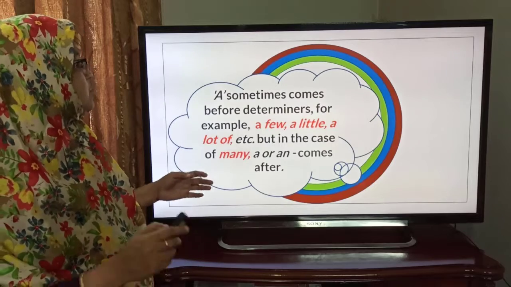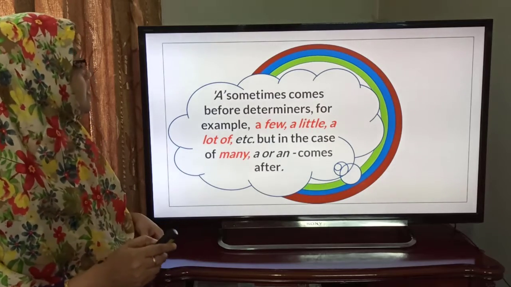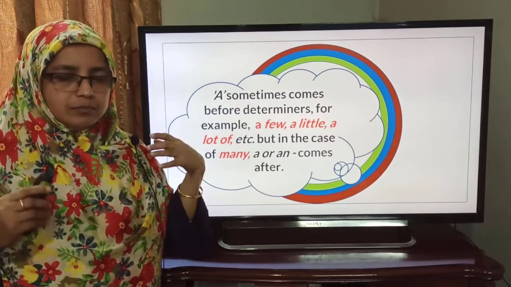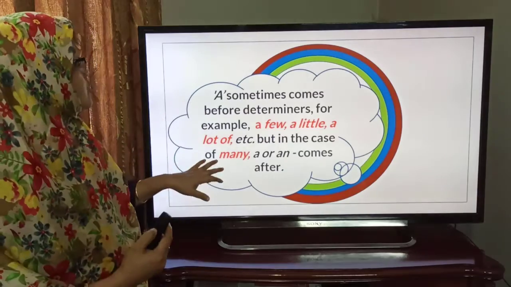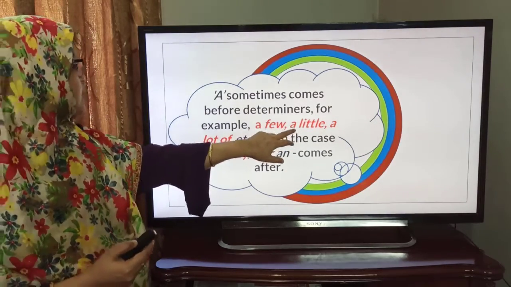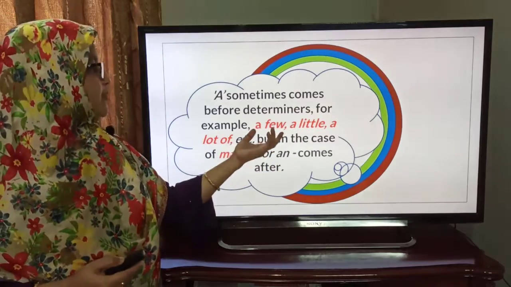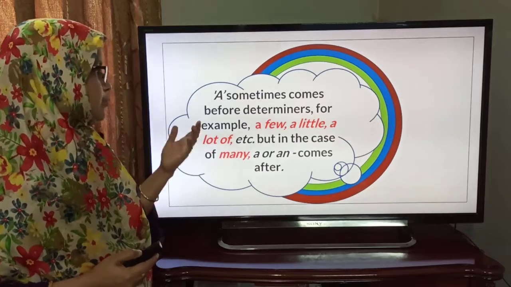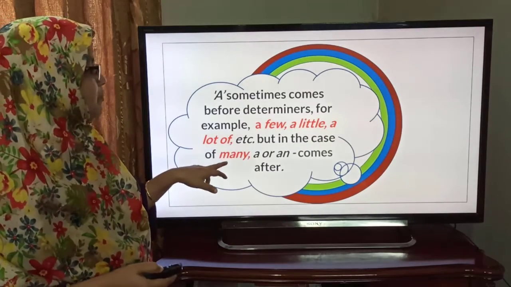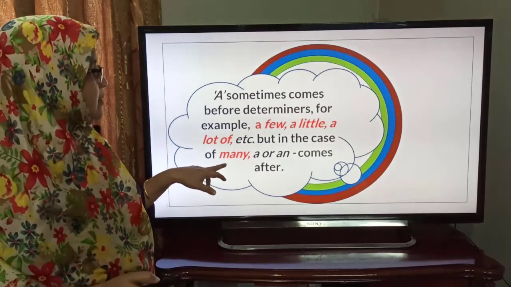A sometimes comes before determiners. For example, a few, a little, a lot of. Be careful. Sometimes we miss those rules. A few, a little. Very careful. A lot of. That's a phrasal word also. A few, a little, a lot of. We have to use a. Then, whenever we use many a man, we have to use a.